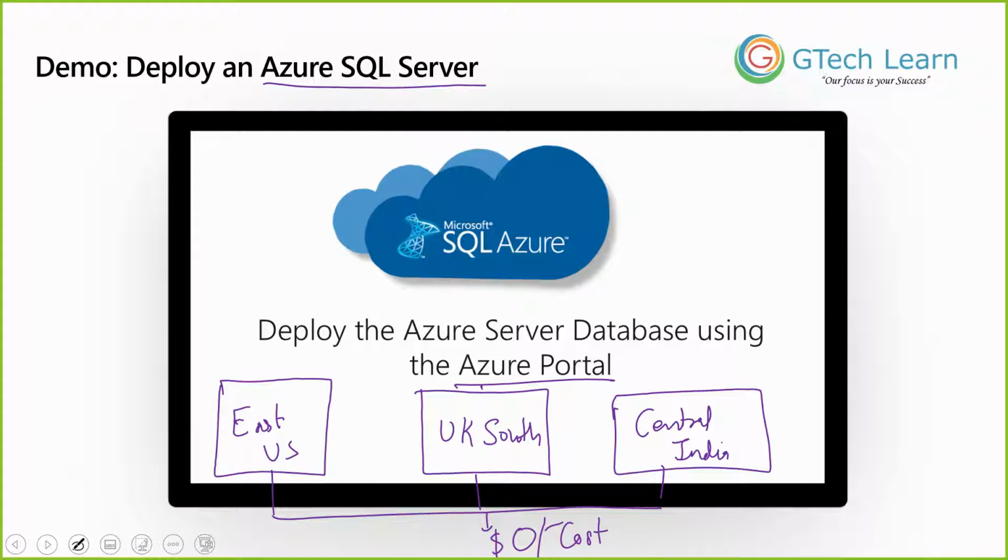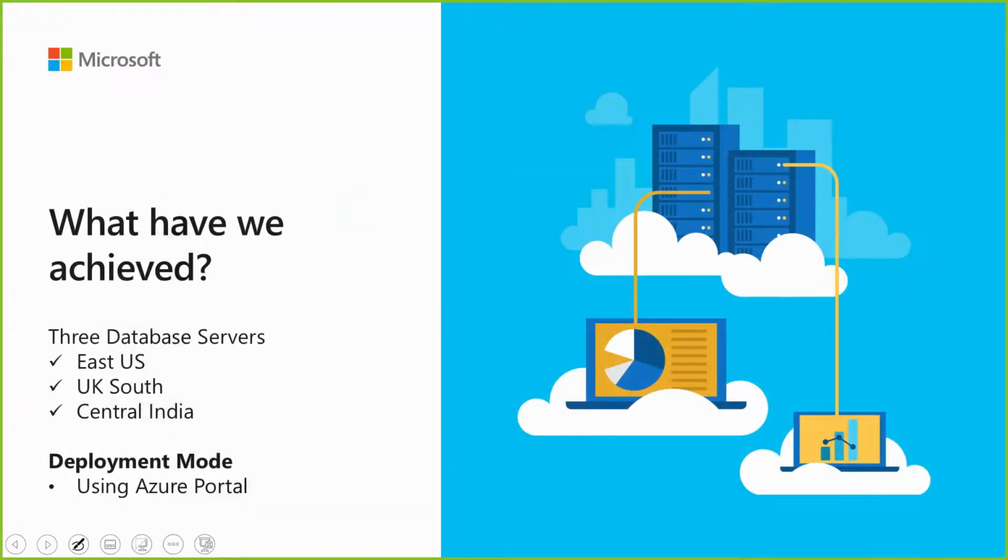Okay, we will be discussing multiple options now. So that is our very first demonstration out of 10 which we were discussing. What we have achieved by far, we discussed 3 database servers. One of them is in East US, I have a second one in UK South, and a third one in Central India. That's what we have done so far. The deployment mode which I selected was using Azure Portal.